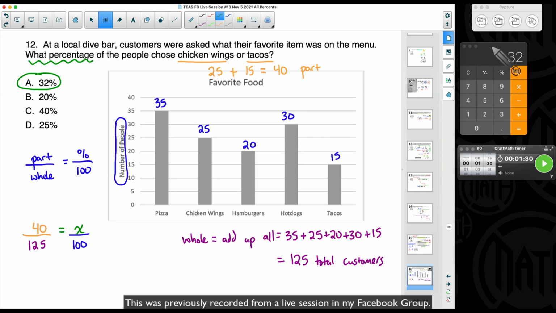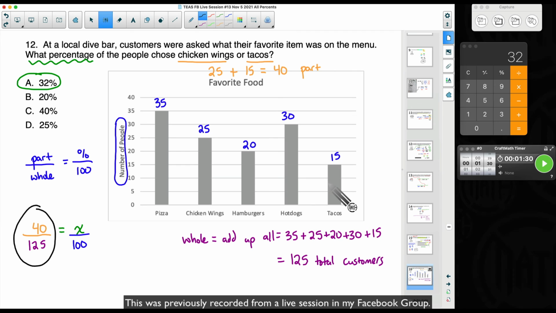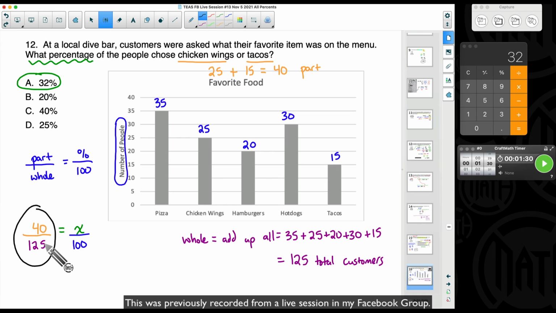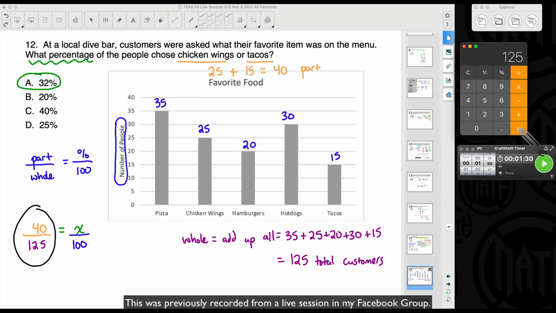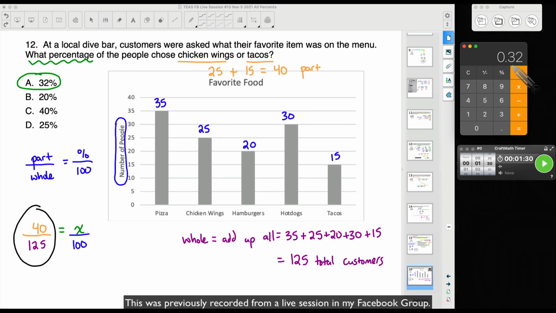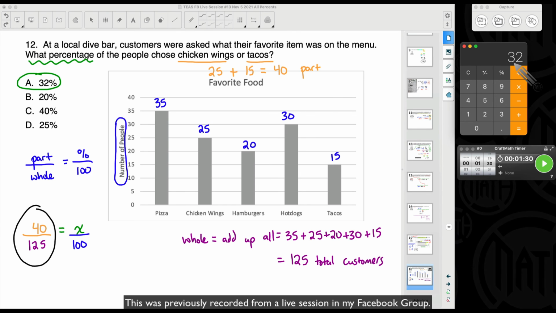And just a way to kind of tie this all together, going right back to square one, the very first problem tonight. Y'all, check this out. Look at this fraction. 40 out of 125 customers either chose chicken wings or tacos. Listen to what I'm saying. 40 out of 125. That is a fraction. 40 divided by 125, I've just converted that fraction to a decimal, 0.32. Now, to convert that decimal to a percent, you multiply by 100 or move your decimal 2 places to the right. It's the same daggone answer.